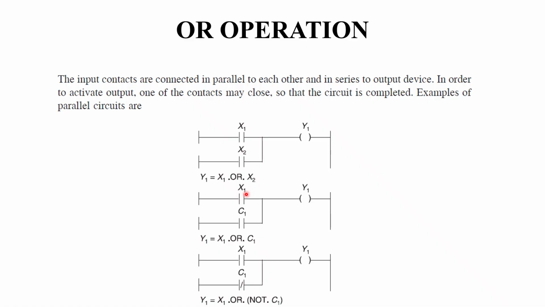Similarly, you have two inputs like x1 and c1, and what is the respective output? Both are connected in parallel, so you represent it as x1 or c1, equal to y1. And similarly, you take another input, x1 and not c1. So x1 or not c1, then your output is x1 or not c1. In this way we implement the OR operation in a PLC using a parallel circuit.